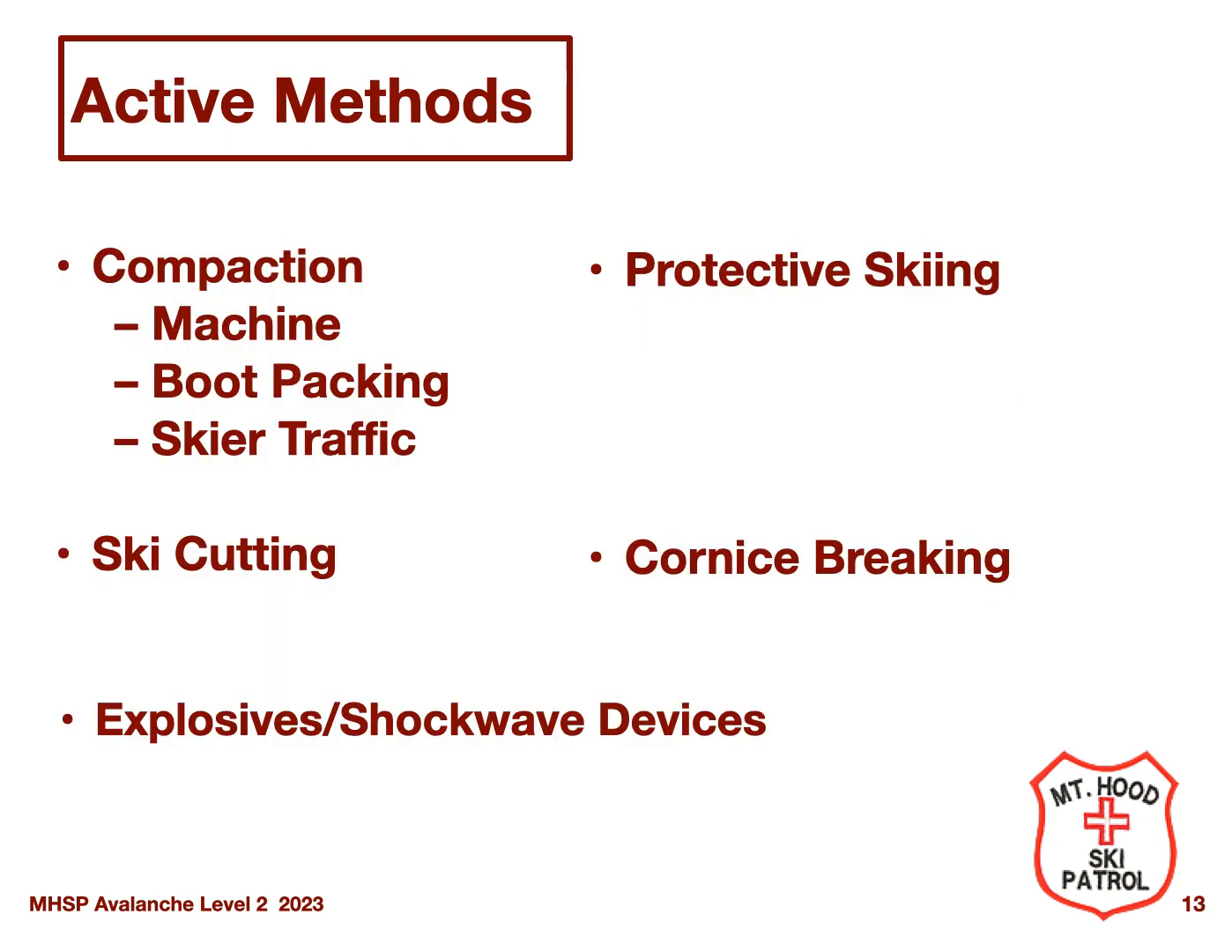These are some of the active mitigation techniques commonly employed. The top two, compaction and protective skiing, involve loading a slope to destroy weak layers and stabilizing a slope without triggering a release. The bottom technique, explosives, involves rapidly stressing the slope with a bomb of some kind to trigger a release.